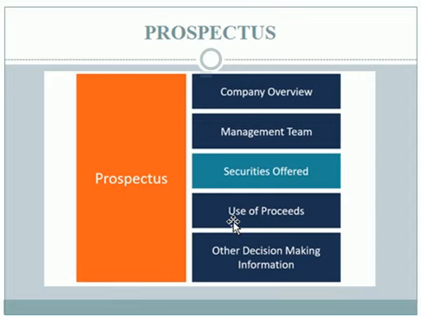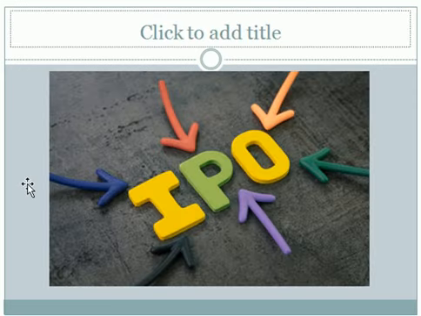What are the future plans of the company? What will the company do with that money? And other decision-making information. All these things are put into the prospectus, and that prospectus is given as a public document so that the investors who are planning to invest in the company are attracted by the information mentioned in the prospectus, and then the IPO process can be successful.